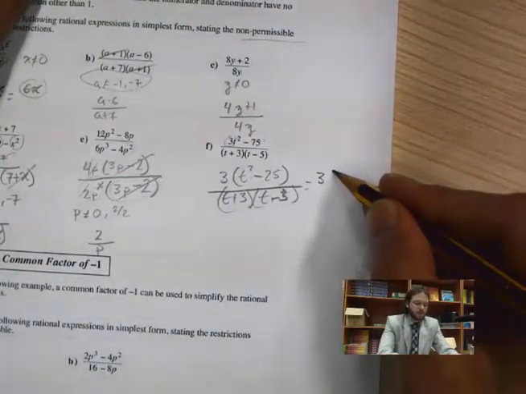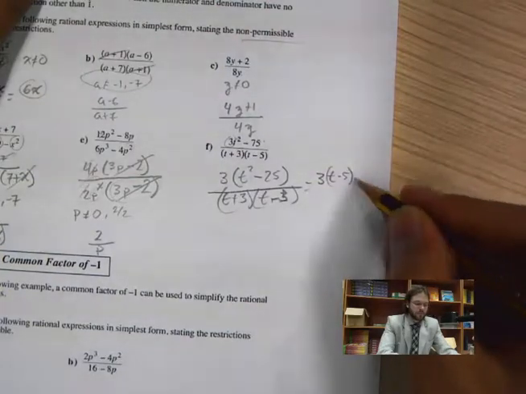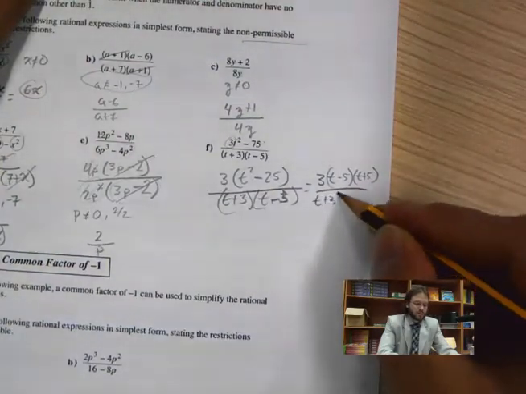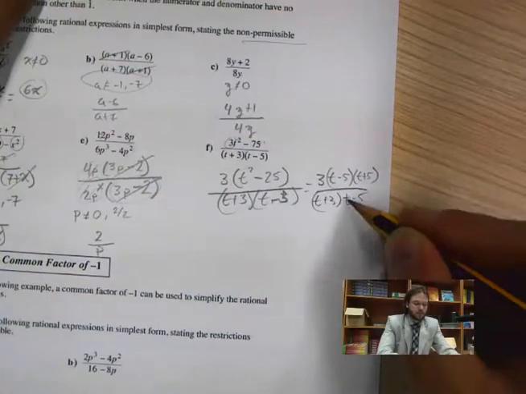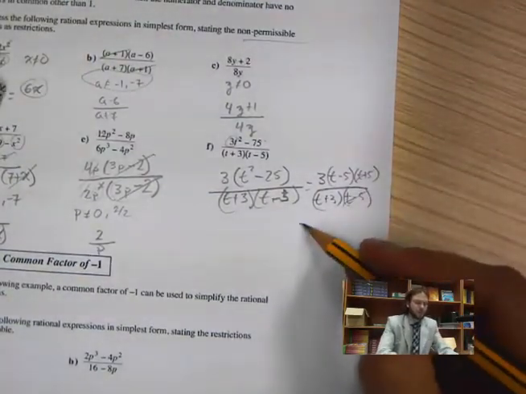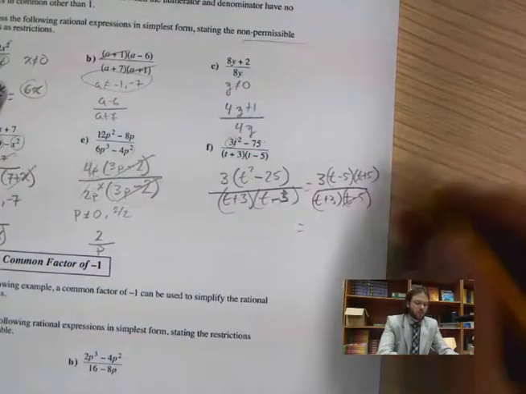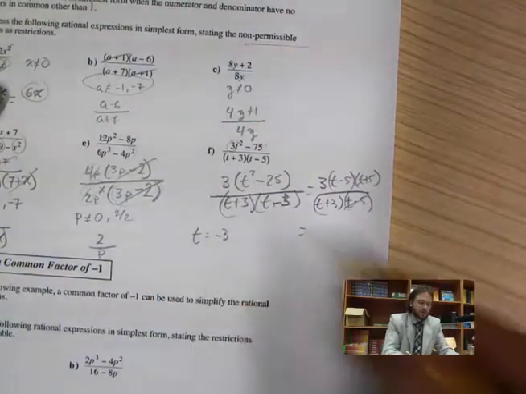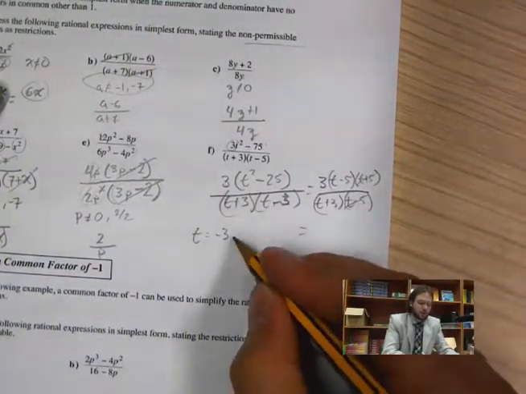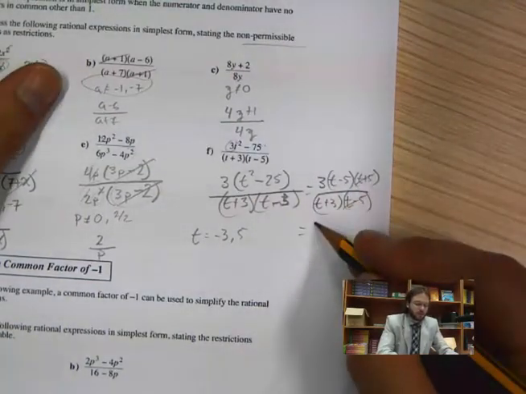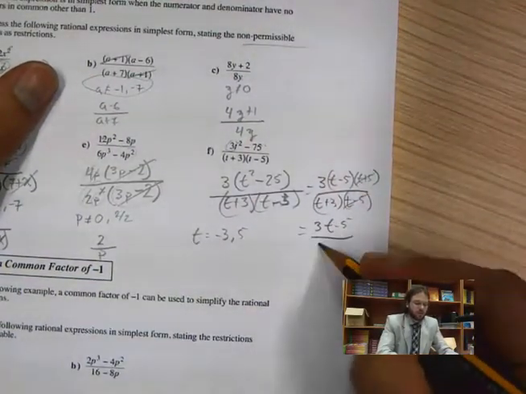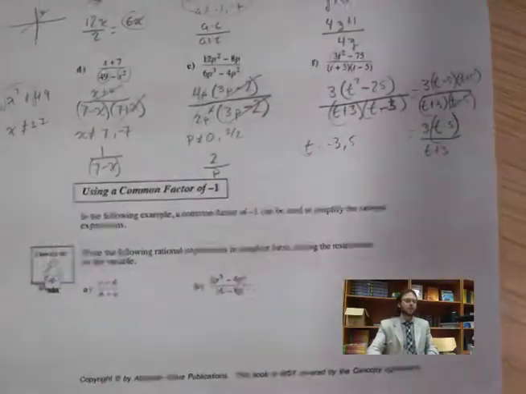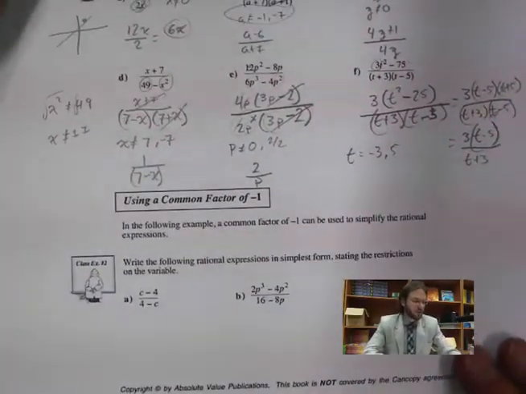So we have 3, and I'm going to get t minus 5, t plus 5, all over t plus 3, t minus 5. Now what cancels off? This and this cancel off. Oh, before we do that, I should do my non-permissible values. t cannot equal negative 3, and t cannot equal 5. And we cancel this off, so I have 3 times t plus 5, all over t plus 3. Okay, that's that.